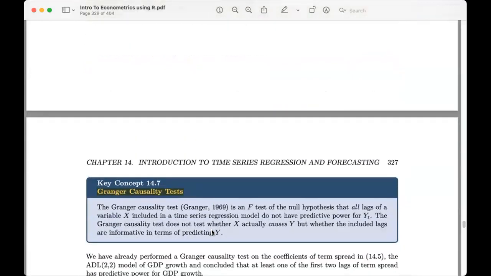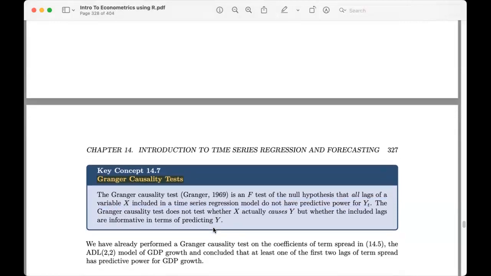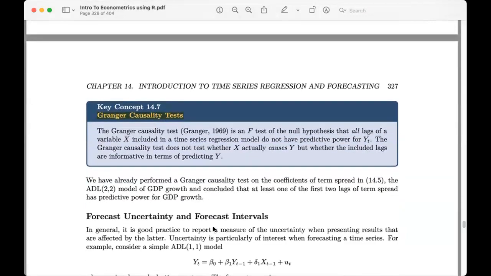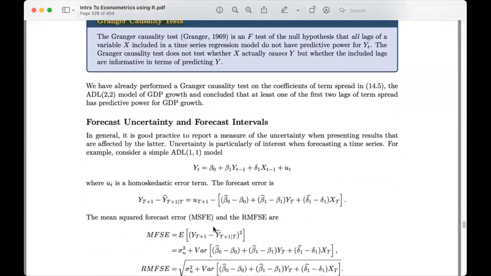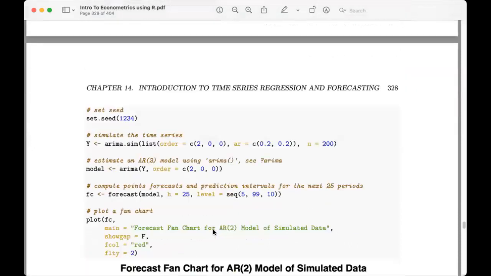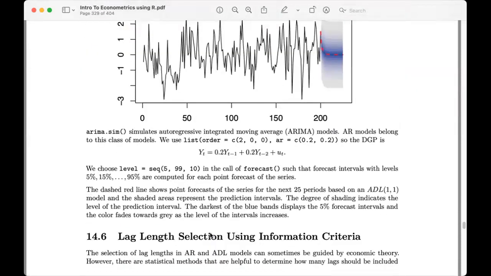The Granger causality test is an F test of the null hypothesis that all lags of a variable X included in a time series regression model do not have predictive power for YT. The Granger causality test does not test whether X actually causes Y, but whether the included lags are informative. So it's basically a test of stationarity, right? Like I said, the chapter is too long, so we'll just have to focus on the key concepts.